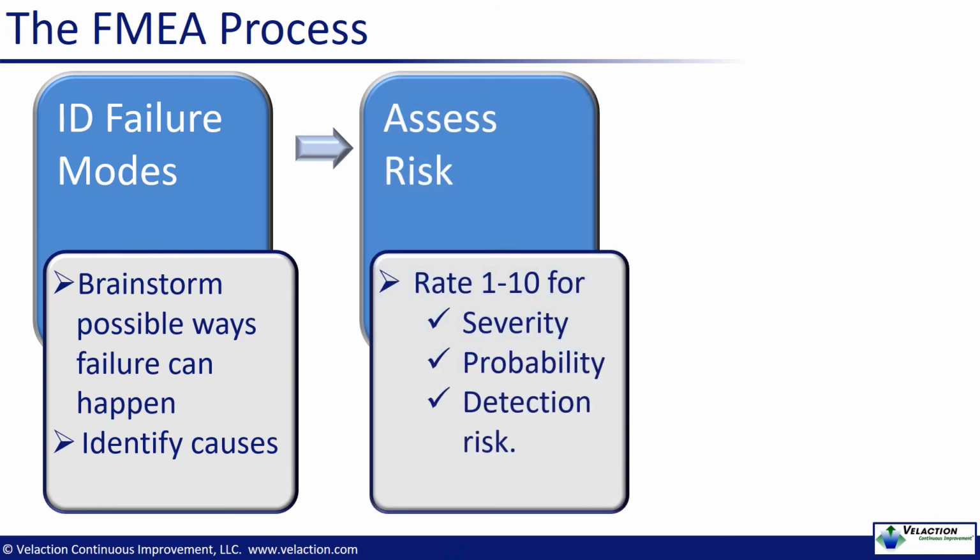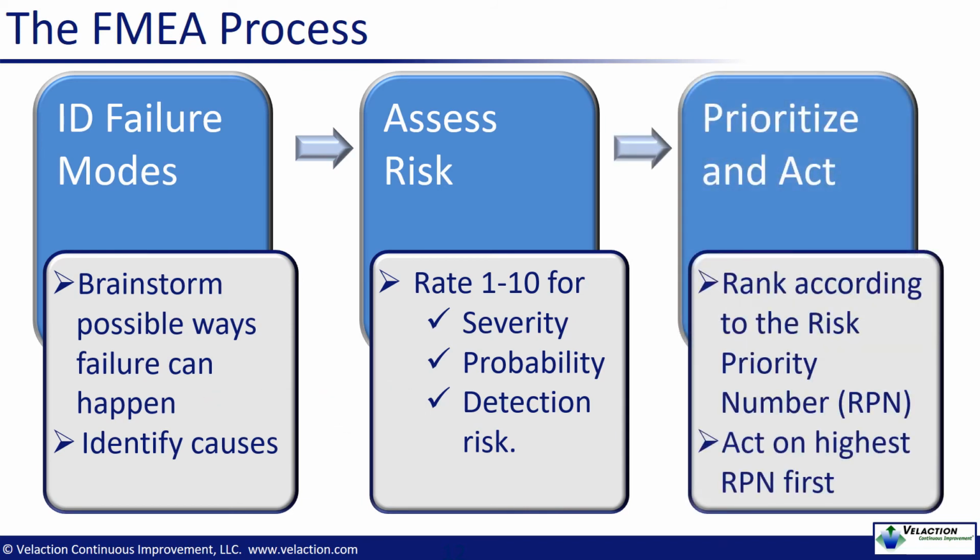Once you have a pretty good idea of how your product or process is going to fail, you look at each mode individually and assess the risk. This is done by using a 1 to 10 scale for the severity of the problem, the probability the problem will occur, and the ease of detection. The next step is to multiply out those scores to create something called the RPN, or Risk Priority Number.